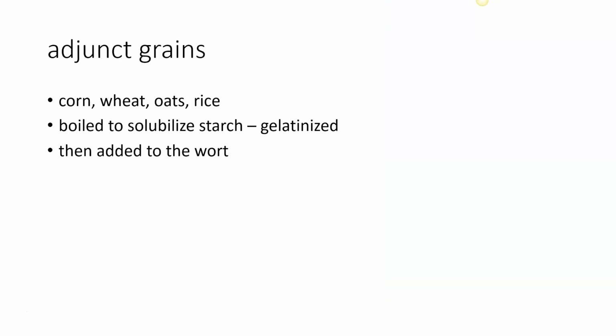There are adjunct grains that can be put in. An adjunct grain is something other than the barley that we malt. You can use corn, you can use wheat, oats, rice. It's going to allow for increased levels of sugars. They boil the material to solubilize the starch, gelatinizes them as starch. This material can then be put into the wort. It's going to jack up the starch content so that we can get a higher quality material.